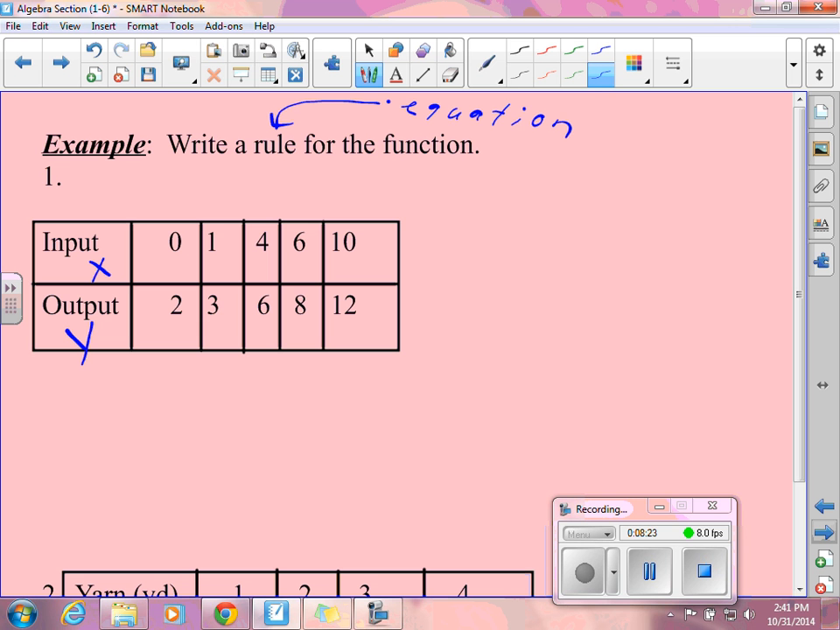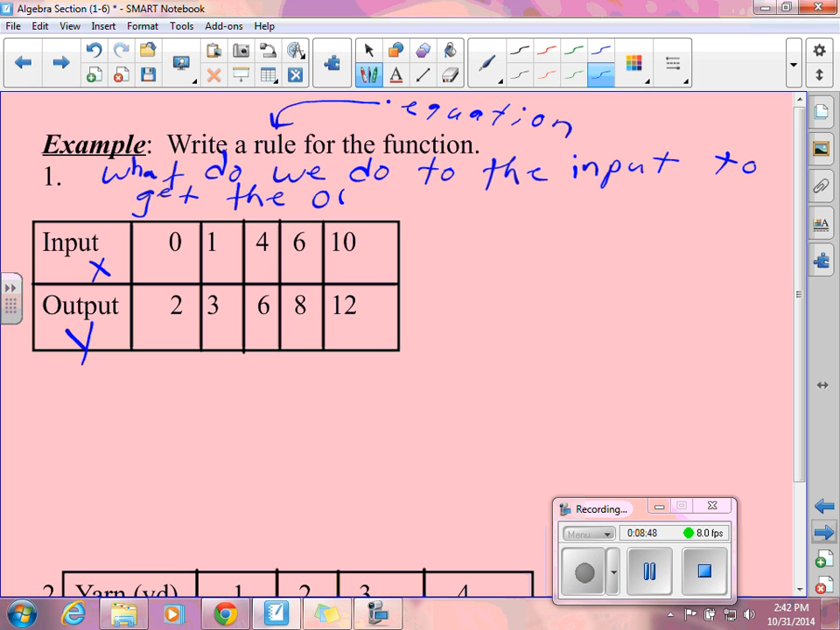What do we do to the input to get the output? And it has to work for all the numbers. If it doesn't work for all the numbers, then it's not a rule. So for the example, what I look at is what do I do to the 0 to get the 2, the 1 to get the 3, the 2 to get the 6, the 6 to get the 8, the 10 to get the 12. Well, I'm adding 2 each time.